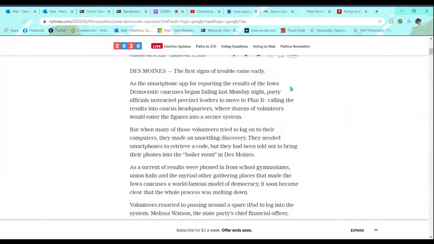The first signs of trouble came early. As the smartphone app for reporting the results of the Iowa Democratic caucuses began failing last Monday night, party officials instructed precinct leaders to move to Plan B, calling the results into caucus headquarters where dozens of volunteers would enter the figures into a secure system. But when many of those volunteers tried to log onto their computers, they made an unsettling discovery. They needed smartphones to retrieve a code, but they had been told not to bring their phones into the boiler room in Des Moines.